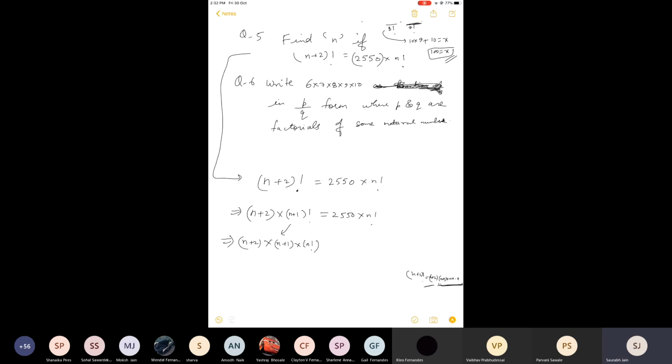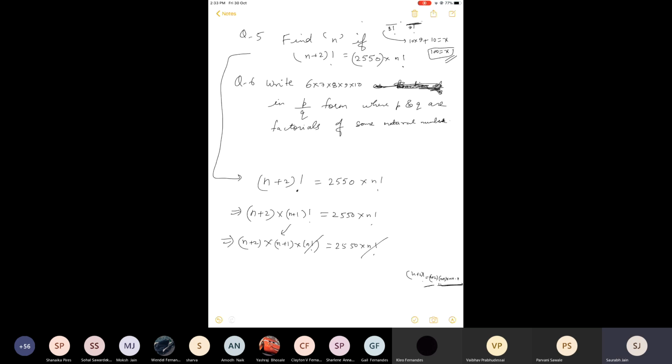equals 2550 into n factorial. I will cancel this from both sides. You might have noticed I have told you so many times never to cancel terms present in both sides which are present in product form. But here I am contradicting myself. Actually, it is not a contradiction. It is right to do this here.